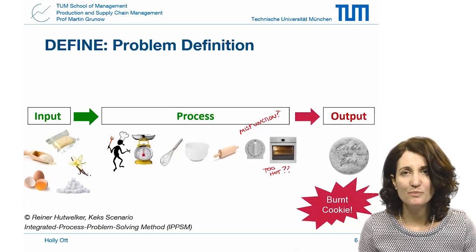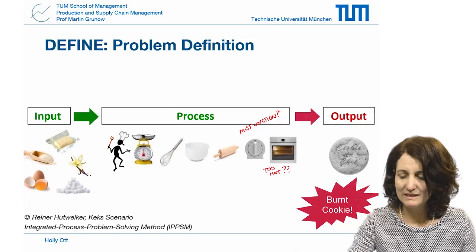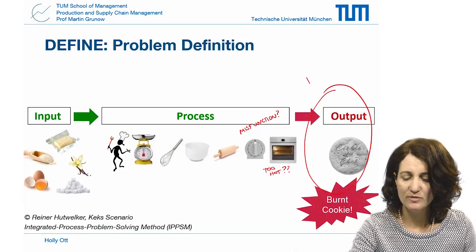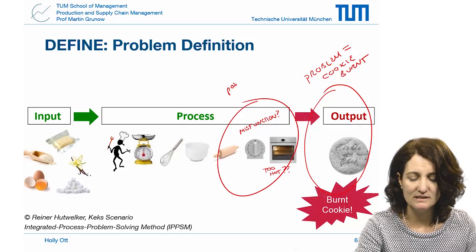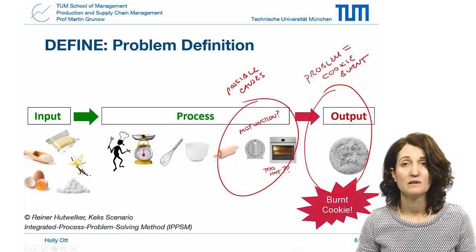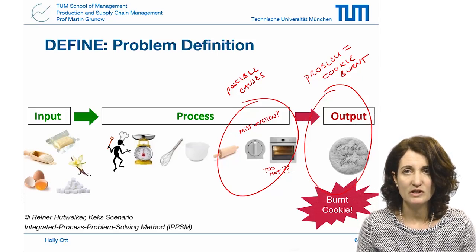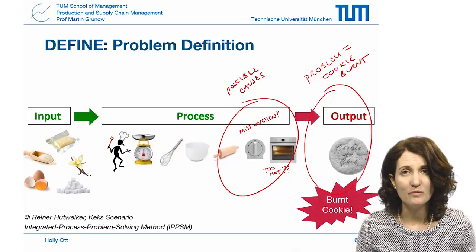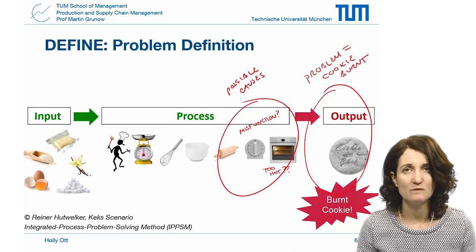Where's the problem? The problem is in the output of the process. The problem is that the cookie is burnt. These are possible causes of the problem. The causes of the problem are in the process or in the inputs. The problem that we have when we're going into our define phase is in the output. Cookies burn.